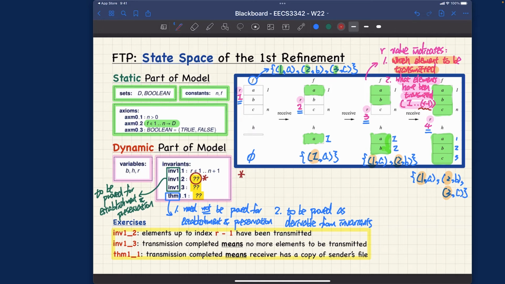So the star should be, the H is going to be, what kind of relational operation can we use? Well, in this case, I would suggest we use domain restriction. And it should be restricted to exactly from 1, but not really until R, because R is only indicating the element to be transmitted, but not yet. So only from 1 up to R minus 1. So this is an interval set, right?